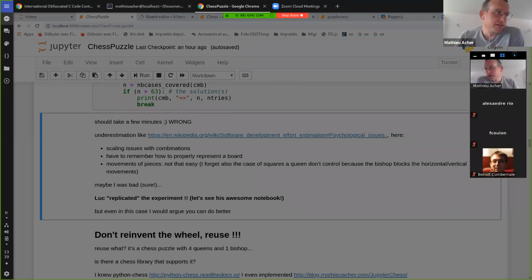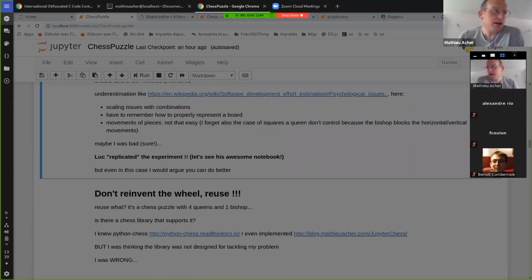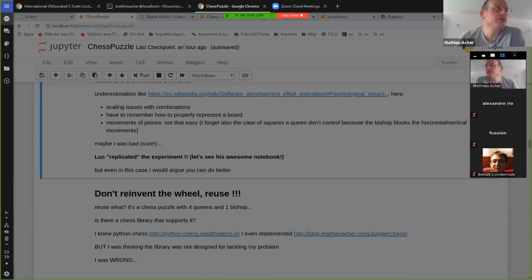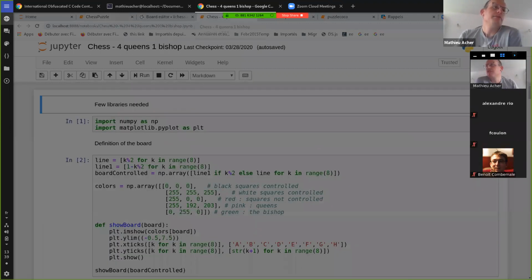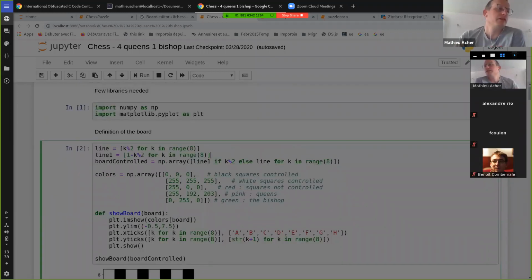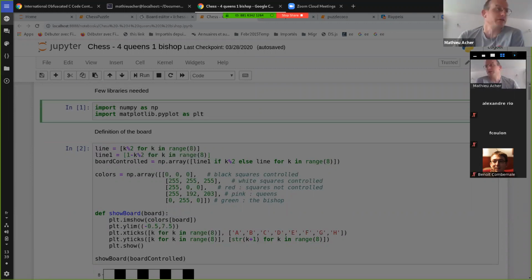So in fact, I was asking some question, and Luc replicated the experiments. Replicated meaning that he also found a solution. So I have a notebook of Luc. He made a very nice implementation. It's a bit different than mine, but in principle, it's basically the same. So he used NumPy, right? Because he's a real data scientist.